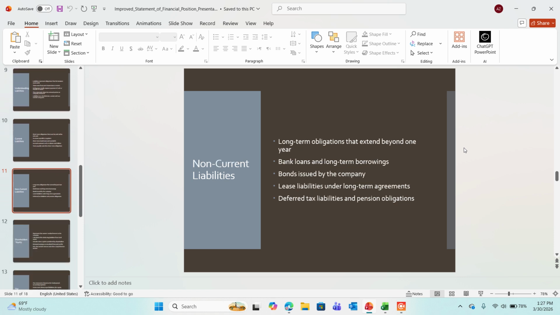Non-current liabilities. Non-current liabilities are long-term obligations due after 1 year. Examples include bank loans and bonds payable. These are often used to finance expansion or large investments. Proper management ensures long-term financial stability. They also include deferred tax liabilities and pension obligations.